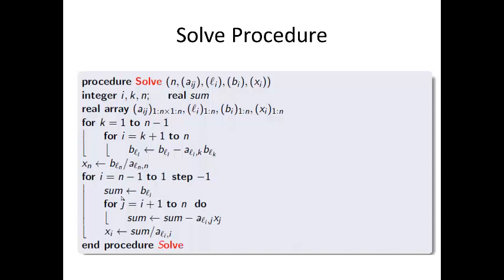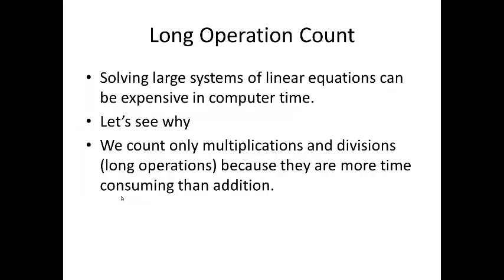Well, let's take a look at the efficiency of this regardless, and we can do that via the long operation count. So, solving these large systems of linear equations can be pretty expensive in computer time, and we'll see why when we figure out the number of operations. We're only going to count multiplications and divisions. These are called long operations because they're more time consuming than addition. We're going to do a couple shortcuts and lump multiplication and division together, even though division is slower than multiplication.